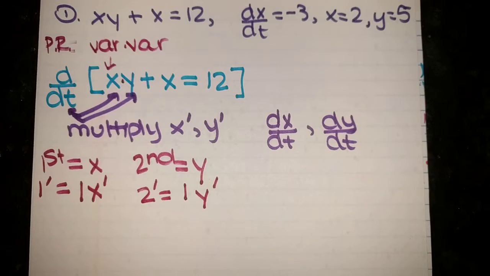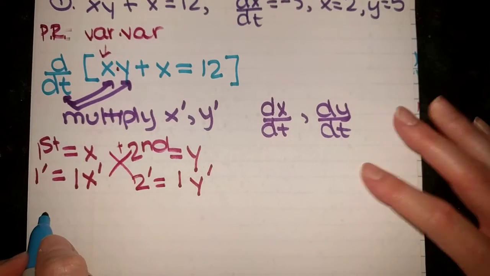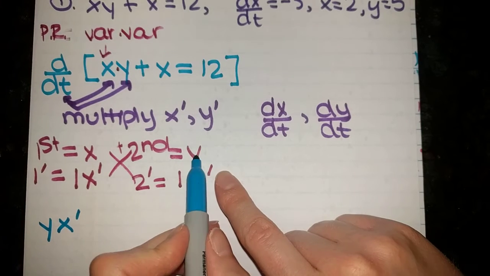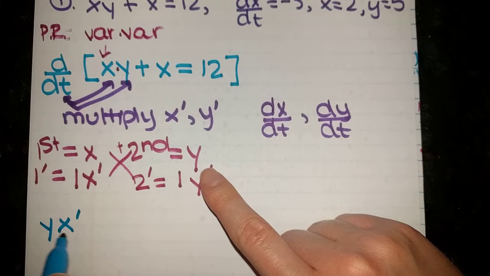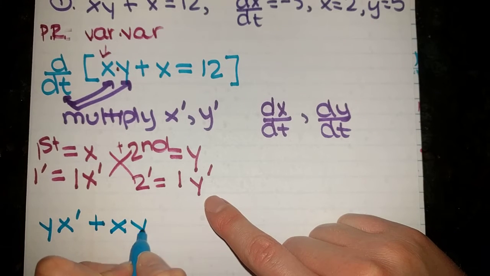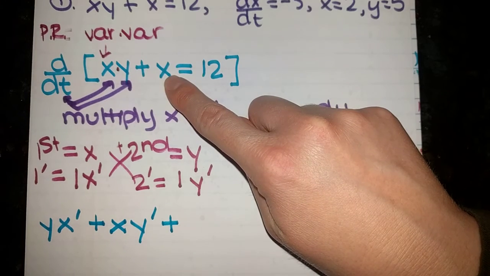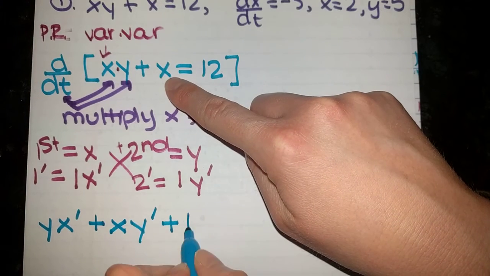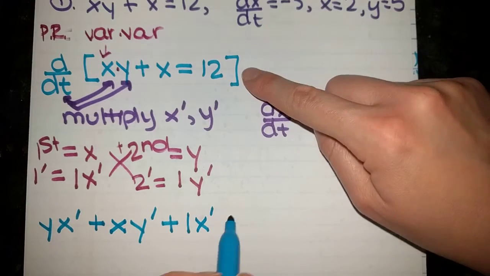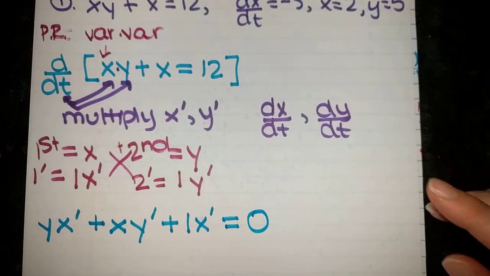All right, so plugging into the product rule, we'll do our little cross and then add the two. We will have y times x prime, so y times 1 times x prime, we just get y x prime, plus this diagonal will give us x y prime. Then we add that to the derivative of x, which is just 1, but since I just differentiated, I've got to multiply by x prime. And that's equal to 12's derivative, which would be 0.